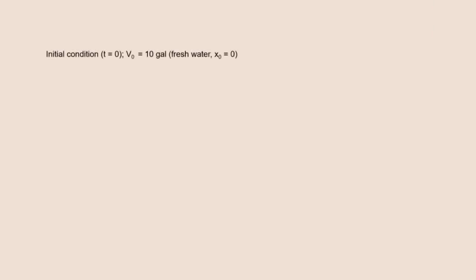Initial condition is t equal to 0, V0 is equal to 10 gal of fresh water, which is S0 equal to 0. And then E is equal to 4, B is equal to 1, F is equal to 2, and C is equal to S over V0 plus E minus F times t. This is the given information that we get from the statement.